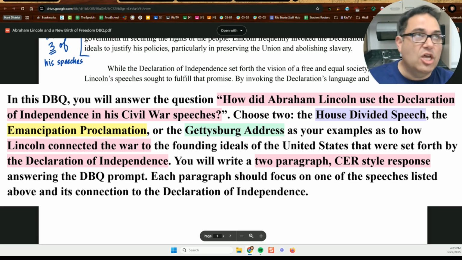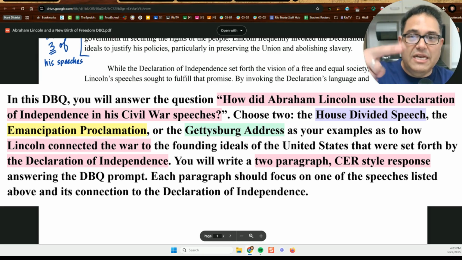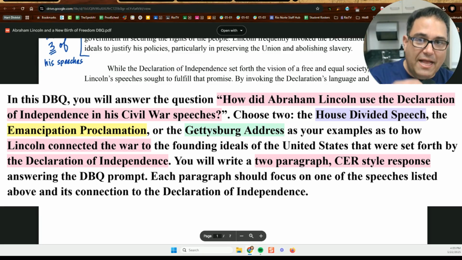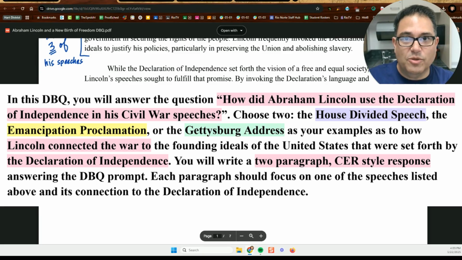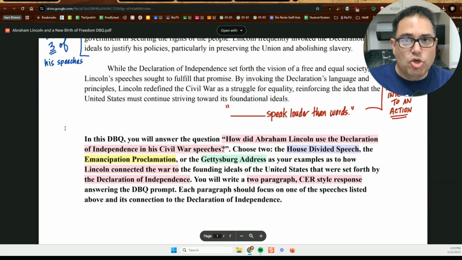This is not a full essay. You do not need an introductory paragraph or a concluding paragraph. You're only going to write 2 paragraphs. So you're going to choose the first of the 3, and then you'll choose the second of the 3. And in each of these paragraphs, you're going to connect that speech to the founding principles as set forth by the Declaration of Independence.